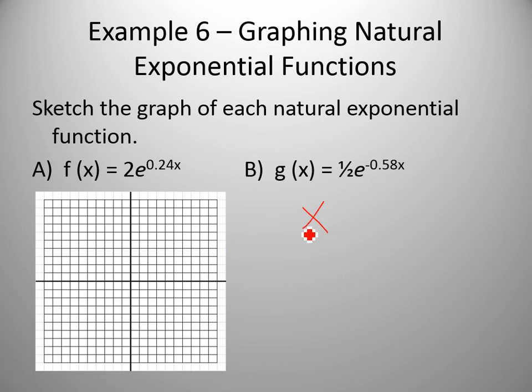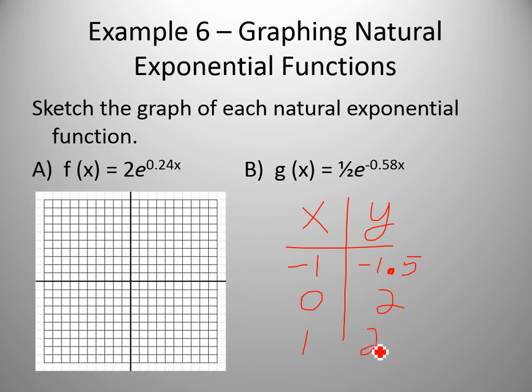So if I take this here, I'm going to use -1. That came out to be approximately -1.5. And I had 0, 2. And then I also had 1, and that came out to be approximately 2.5.